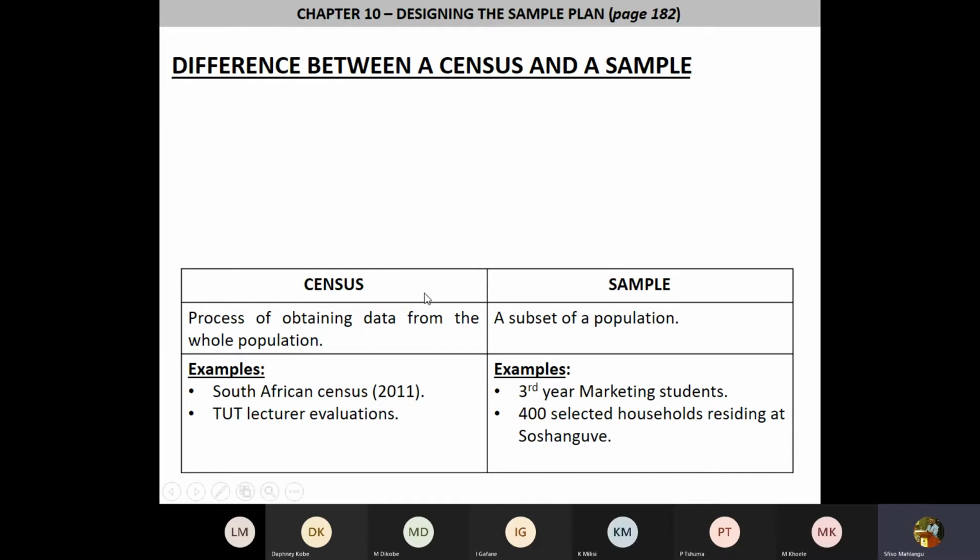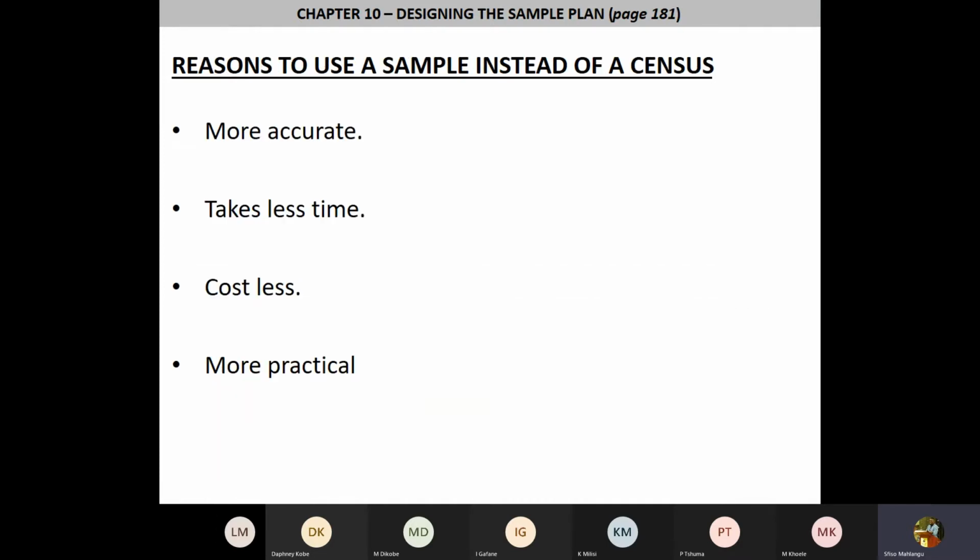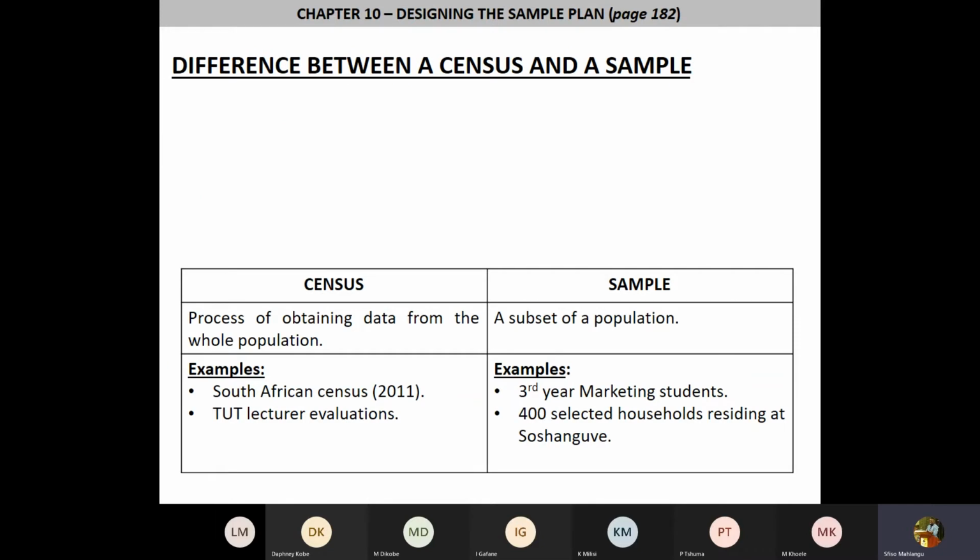But at some stage you can interview everyone. So if you are able to do interviews on each and every person that qualifies, you've conducted a census instead of a sample. That's the difference between sampling and a census. A sample is a subset of a population, whereas a census is a process of obtaining data from the whole population. For example, we've got the South African census that is usually conducted every 10 years.